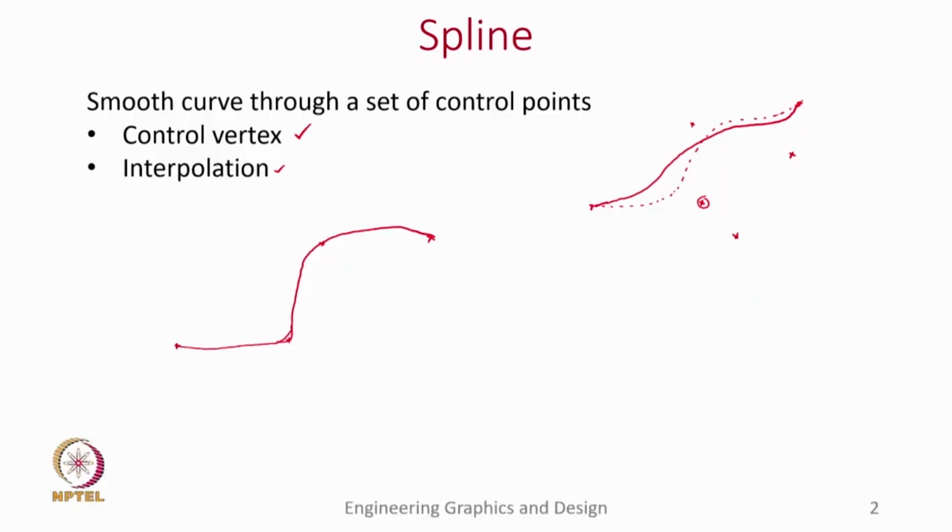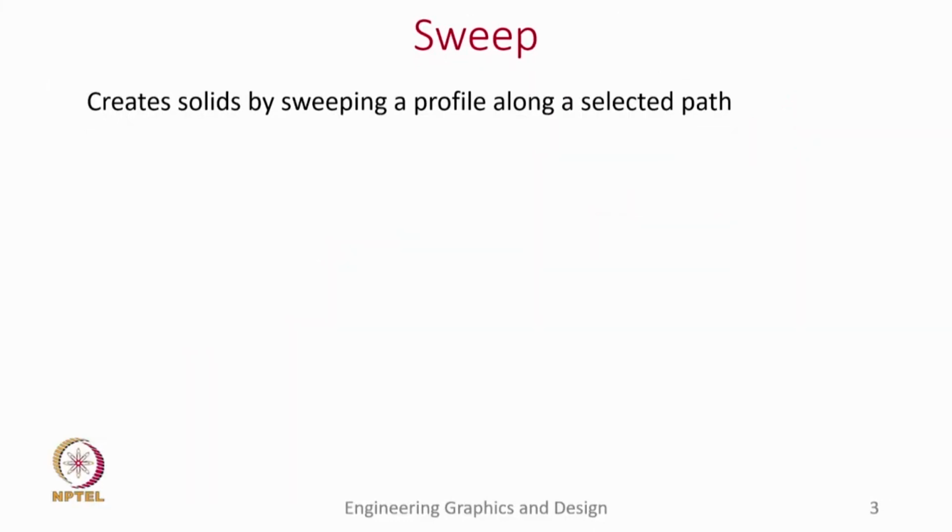The second tool we will be discussing is the sweep tool. Essentially this is again used to create solids by sweeping a profile along a selected path. You can create, let us say, a circular profile, and then depending on the path you create, let us call this the path curve, and this is the profile. Once you create a profile, the same cross section can be maintained all throughout this path, and then it creates a solid. So, let us move to the software to see how we can use the sweep.